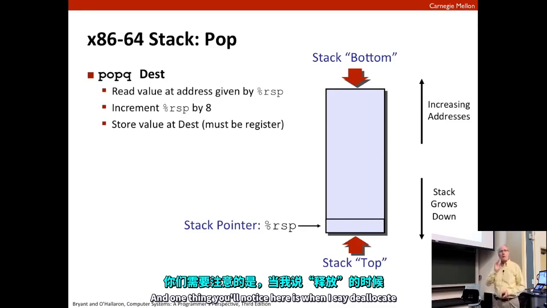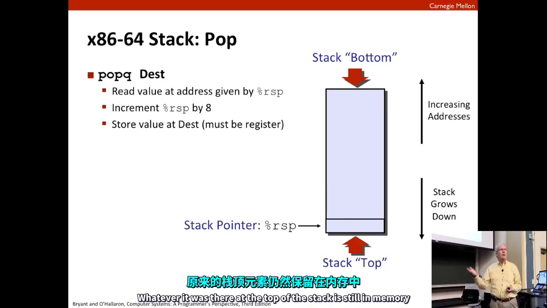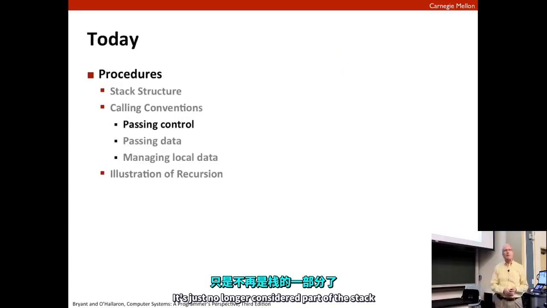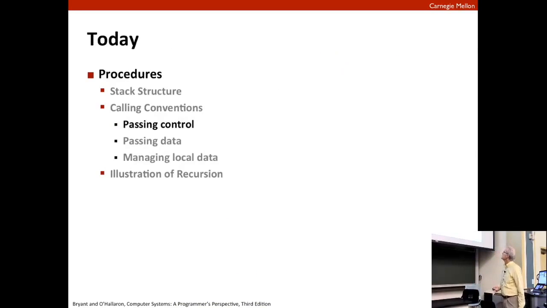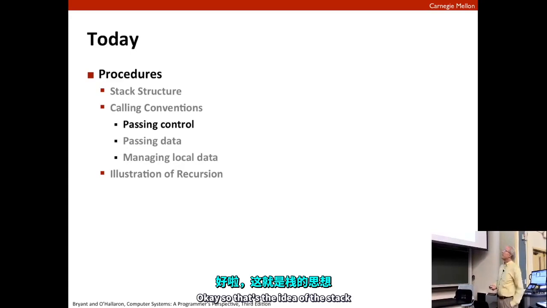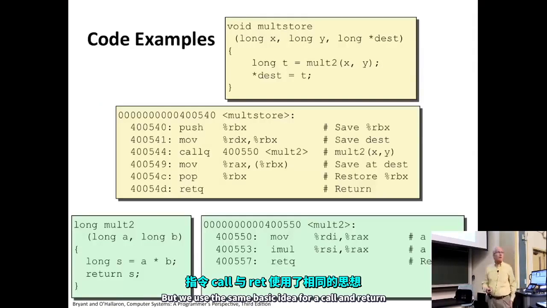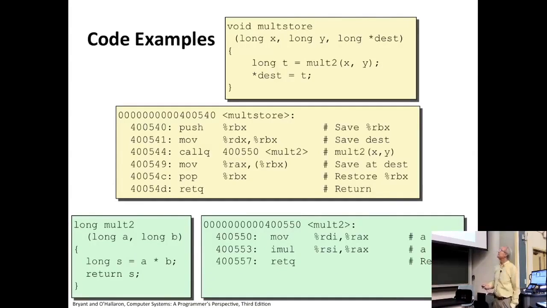And one thing you'll notice here is when I say deallocate, it's not like I magically erase this. All I'm doing is just moving a stack pointer. Whatever was there at the top of the stack is still in memory. It's just no longer considered part of the stack. Okay, so that's the idea of the stack. And the instructions push and pop are to put data on the stack or take it off. But we use the same basic idea for call and return.